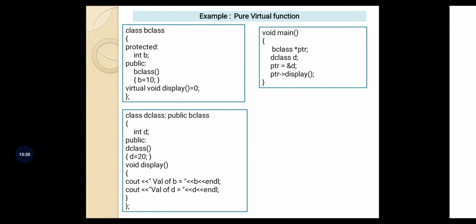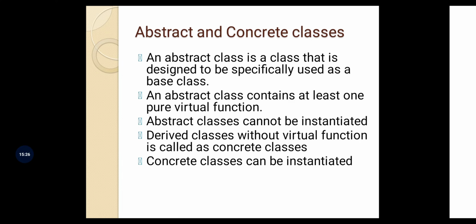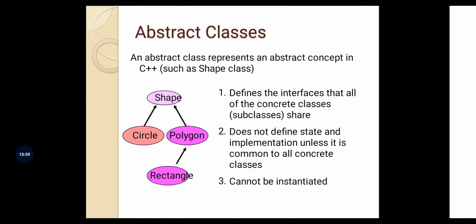Now I told you about what an abstract class is, so let's have a look at it. An abstract class is a class that is designed to be specifically used as a base class. An abstract class contains at least one pure virtual function. You can have more than one, but it should contain at least one. An abstract class cannot be instantiated, and derived classes without pure virtual functions are called concrete classes. So if you don't have an abstract class, it's a concrete class. What is a concrete class? A class whose object you can create, or classes which can be instantiated. So that's the difference between abstract and concrete class. You can go through it.